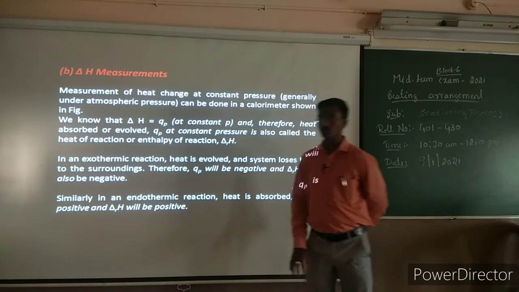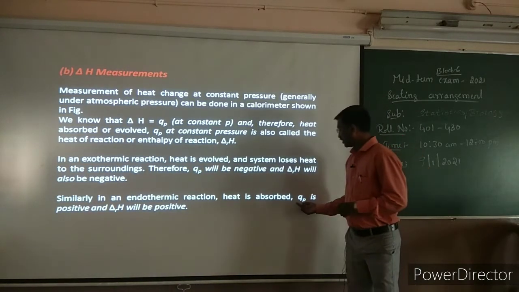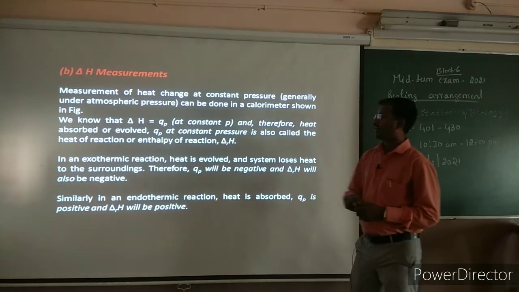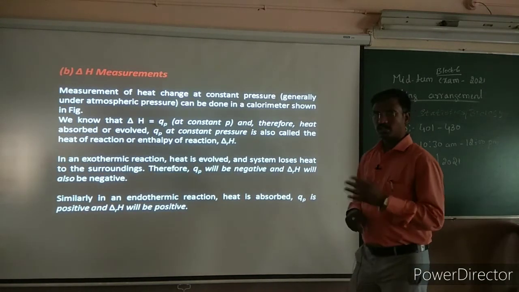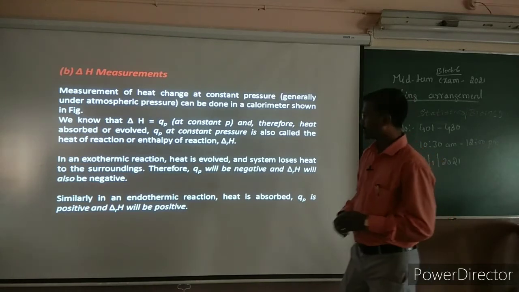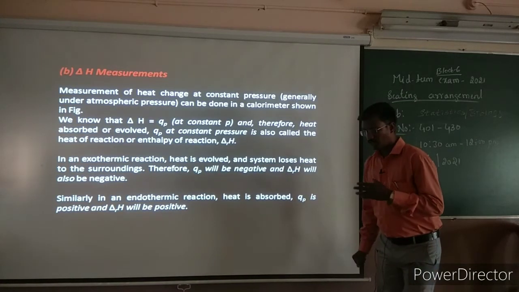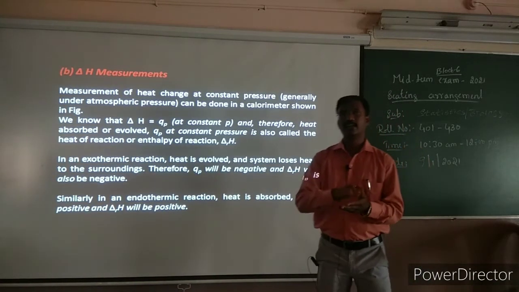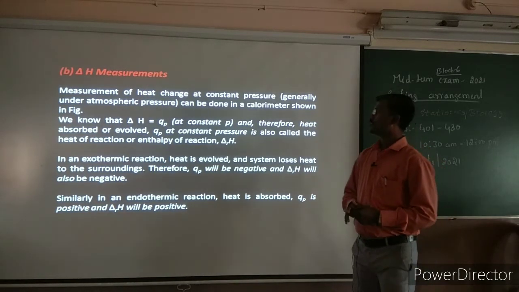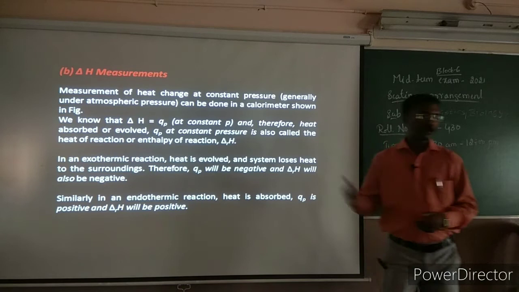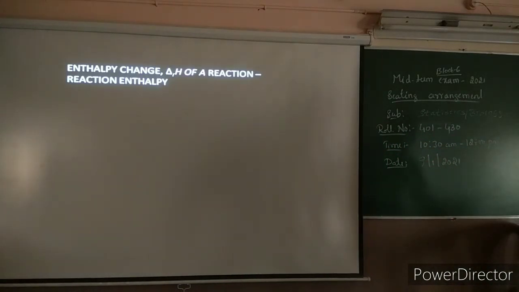Similarly, if the reaction is endothermic, then heat is absorbed. In that condition, Qp is positive and ultimately delta rH, the change in enthalpy of the reaction, also becomes positive. The main thing you have to remember here is to practice the diagrams for both delta U and delta H, and remember these steps. Do follow this after the cycle diagram. You have to take note of this in your notebook.